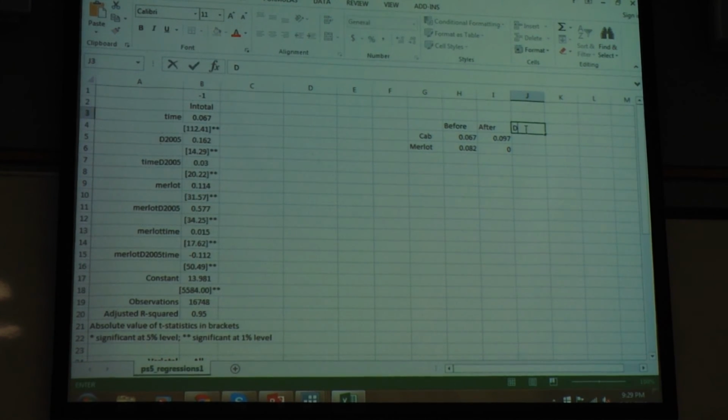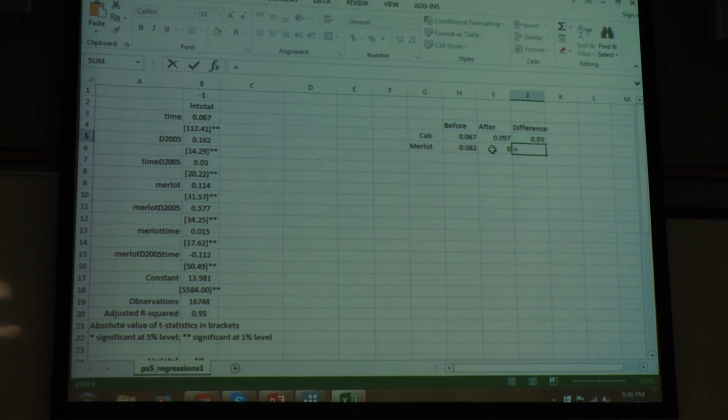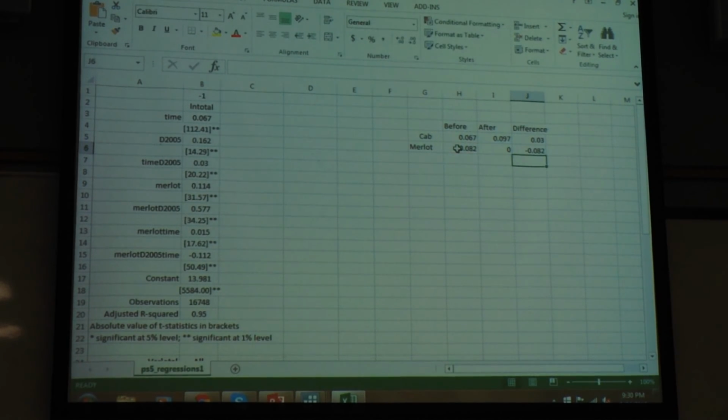Let's go up here. I can't spell difference. Let's look at the change in growth rates after relative to before. So it's going to be this minus that. And it looks like the growth rate went up about 3%. Look at this, minus that, and it looks like the growth rate went down by that 8%.